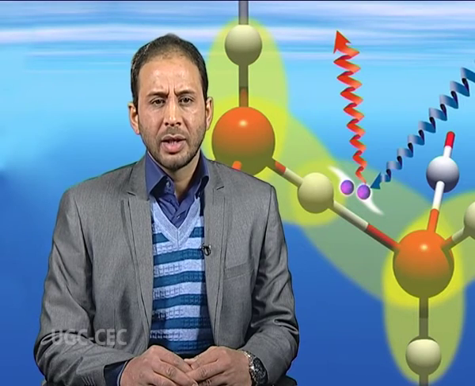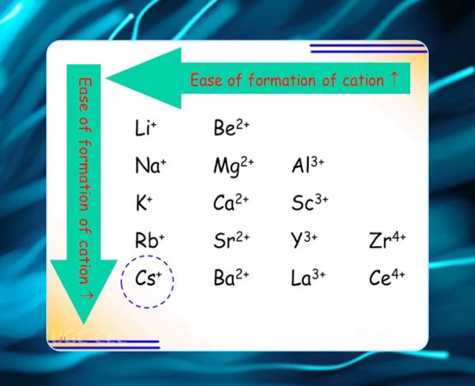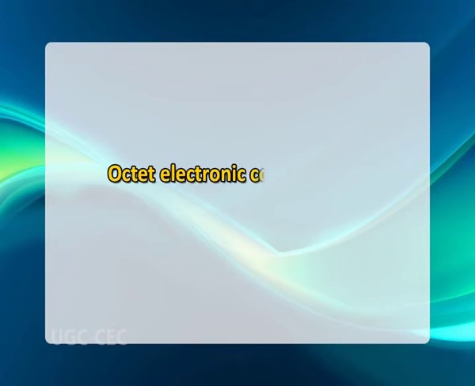The third factor responsible for favoring the formation of cations is low charge on cation. For example, among Na+, Mg2+ and Al3+, the order of ease of formation of cations is Na+ greater than Mg2+ greater than Al3+. That's Na+ is formed more readily than Mg2+ and Mg2+ is formed more readily than Al3+. Fourth factor is the octet electronic configuration.